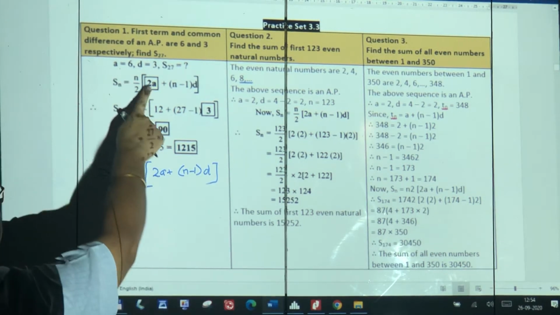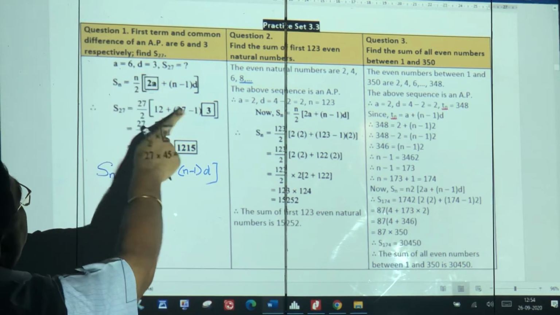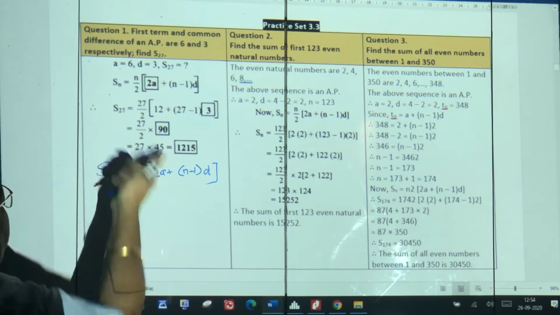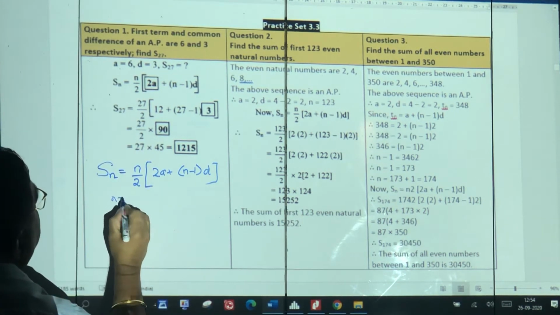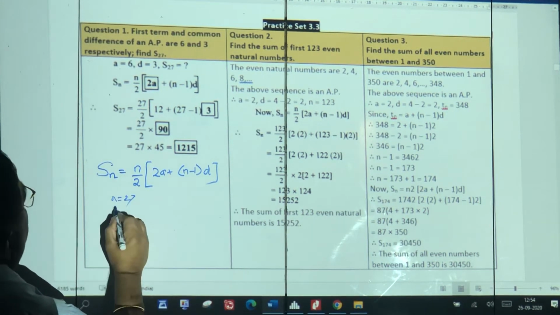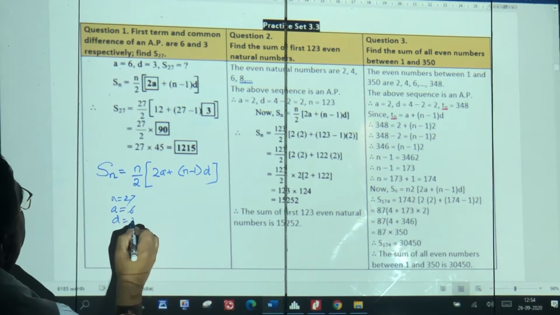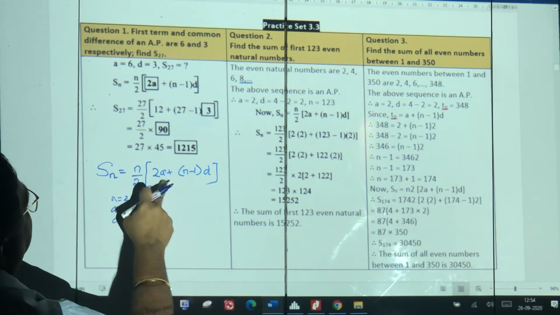So when I have A as 6 and D as 3 and I am told that 27 terms are there, I know what N is, 27. I know what A is, they have told me 6. I know what D is, 3. Only 3 things I require: N, A, D.